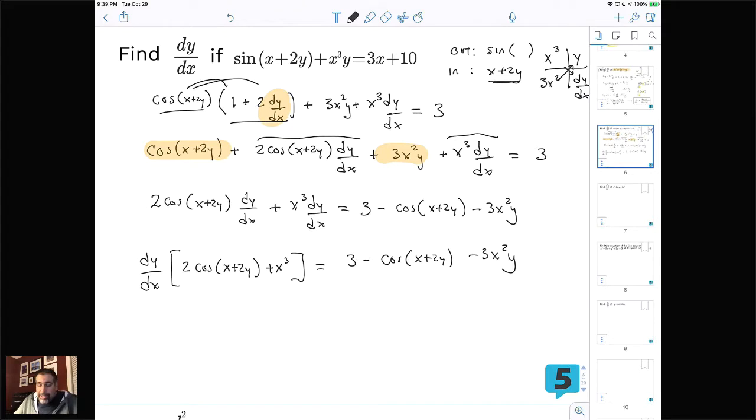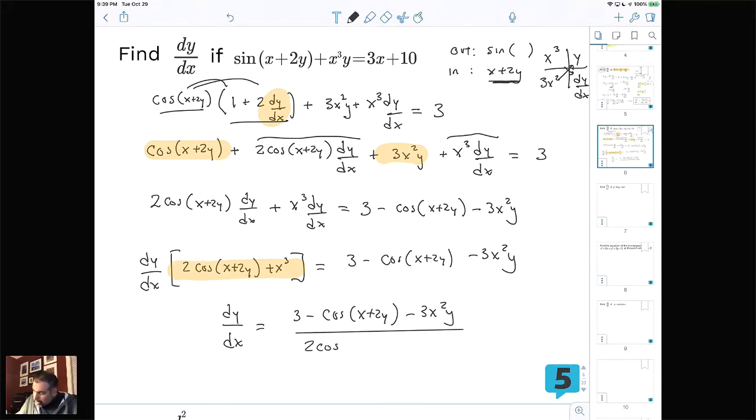The job here, the directions again, find dy over dx, get dy over dx by itself. So all we've got to do is divide by this factor right here. And when we do that, we're going to end up with dy over dx equals 3 minus cosine x plus 2y minus 3x squared y, all over the factor we're dividing by, 2 cosine x plus 2y plus x cubed.